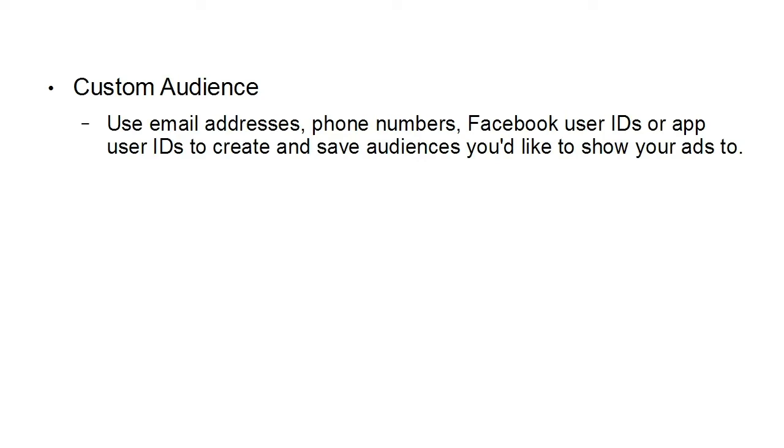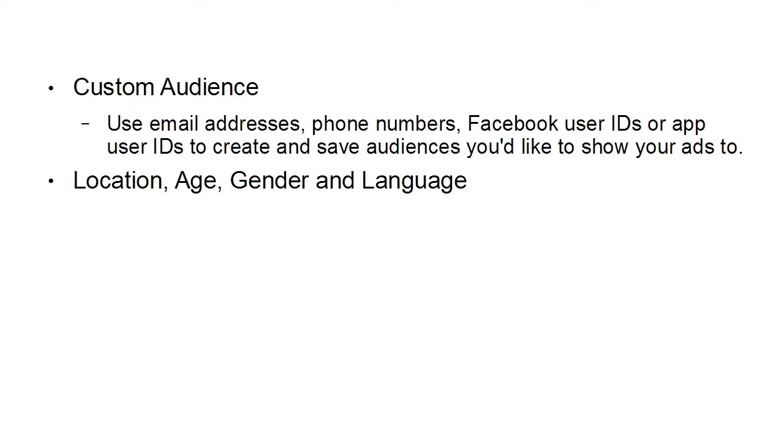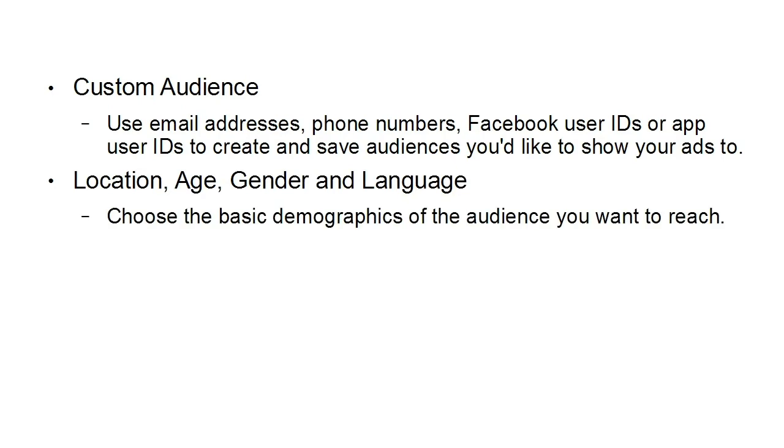Now, you can create a custom audience if you want. You can use email addresses, phone numbers, Facebook user IDs or app user IDs to create and save addresses that you'd like to show your ads to. So you can make sure that only people who you've specifically selected will actually get to see your ad. Nobody else will. You can also choose by location, age, gender, and language. And basically these are the most basic demographics of the audience that you want to reach.